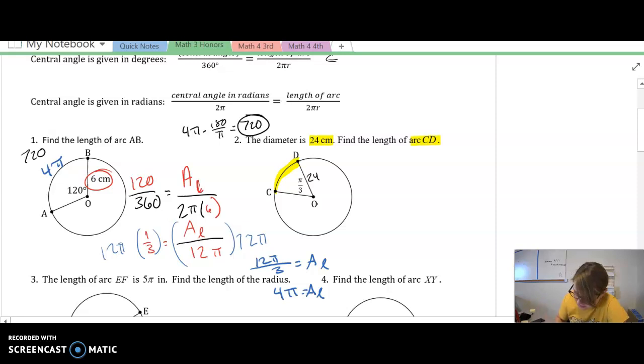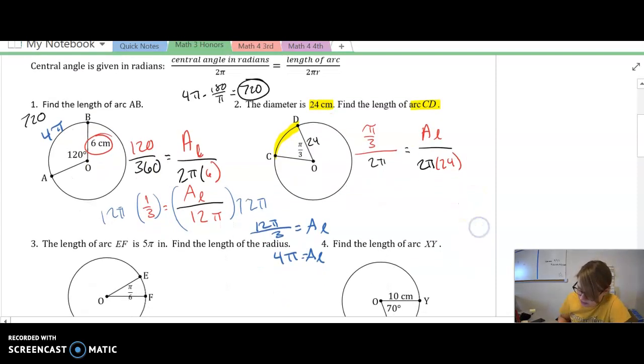So let's set this up. We're going to use our radians formula this time, and we're going to have the central angle in radians, which is pi over 3, divided by 2 pi. And then it's going to be the length of the arc, that's what we're finding, so our arc length over 2 pi times the radius, which we were given as 24. Let's go ahead and reduce that. Our fraction goes down to 1/6, and we're left with 48 pi.